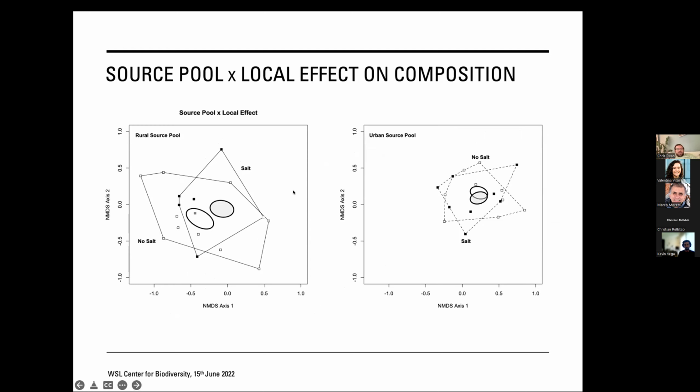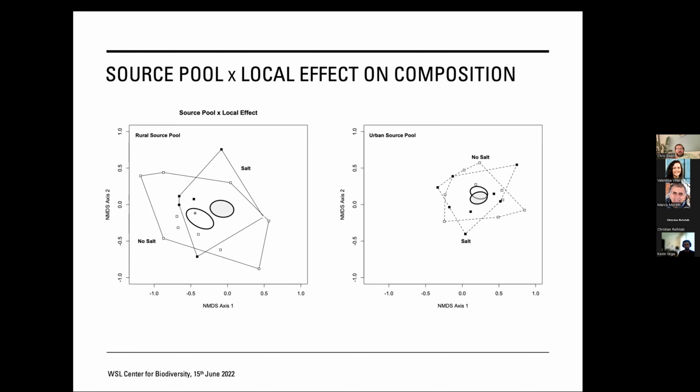They're not as clear. I want to show you just two things. On the left-hand side is the NMDS, this is composition. On the left is rural, on the right is urban source pools. This is for the last day. The dark centroid is salt, the light centroid is no salt. On the left, you see some separation.